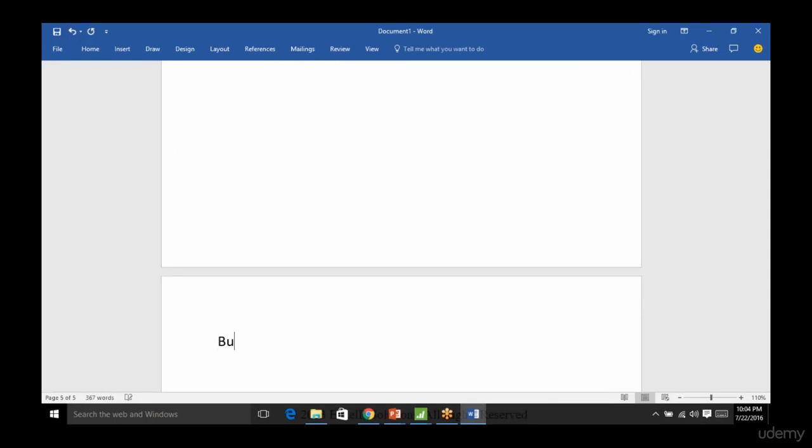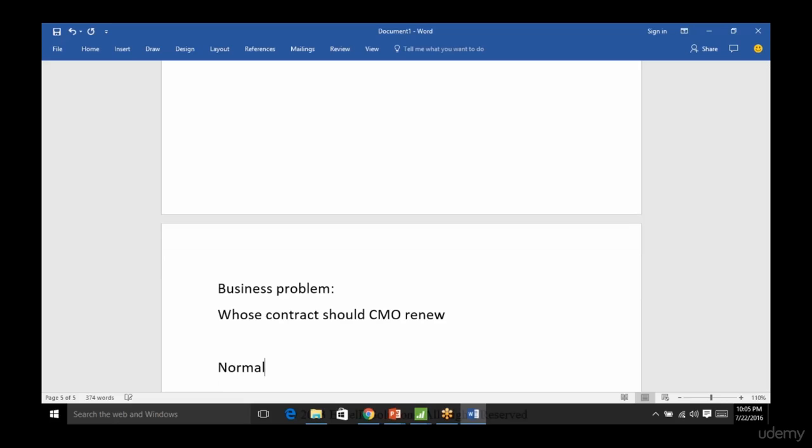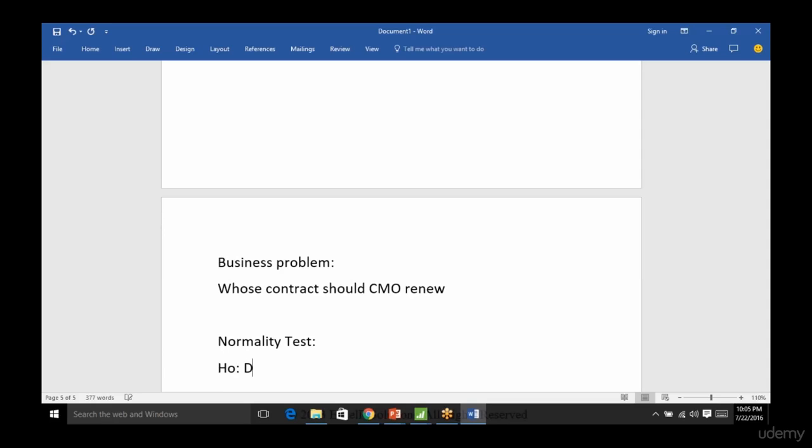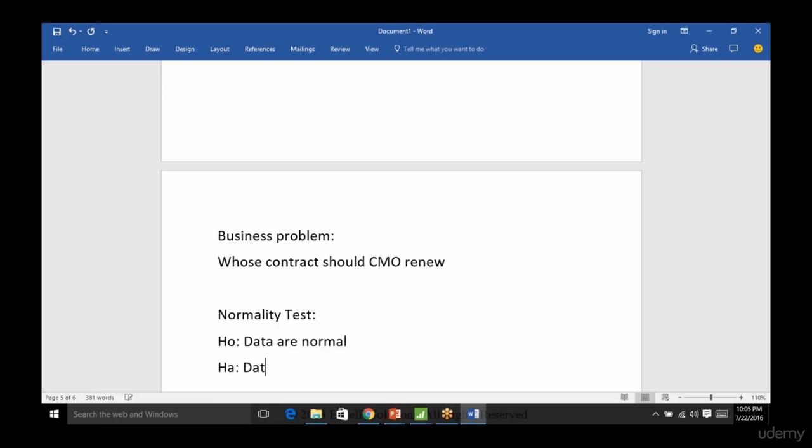So we have the ultimate business problem on whose contract should the CMO renew. As part of this, we are performing normality test. And null hypothesis of normality test says data are normal. Alternate hypothesis says data are not normal. If data are not normal, you need to take an action and transform the data.